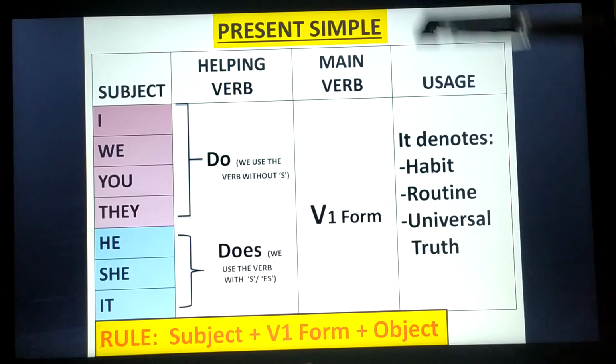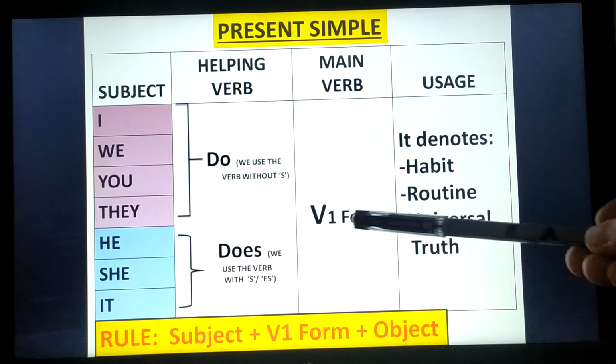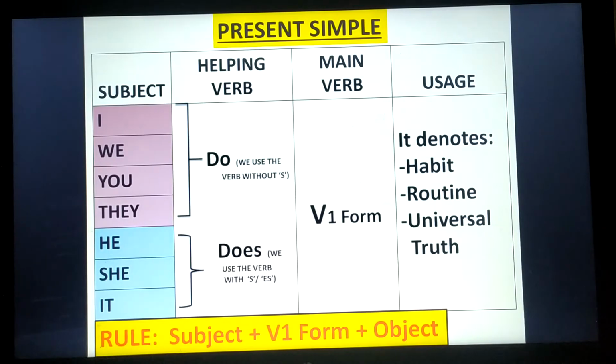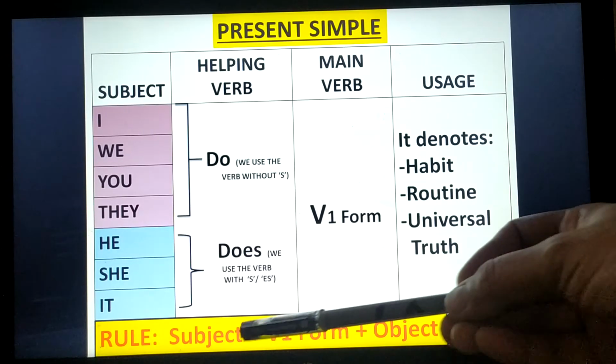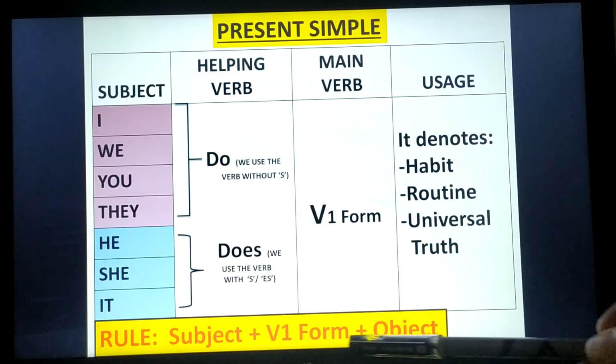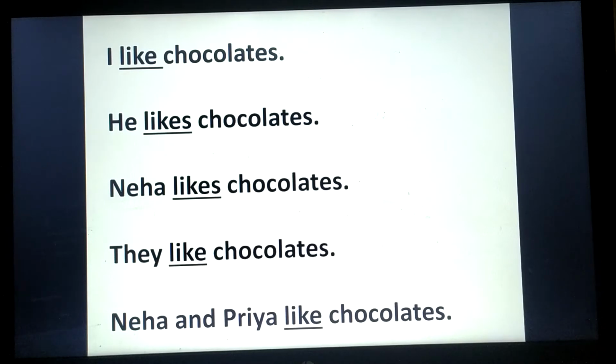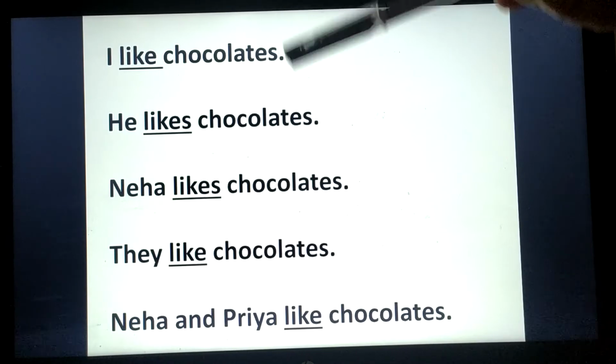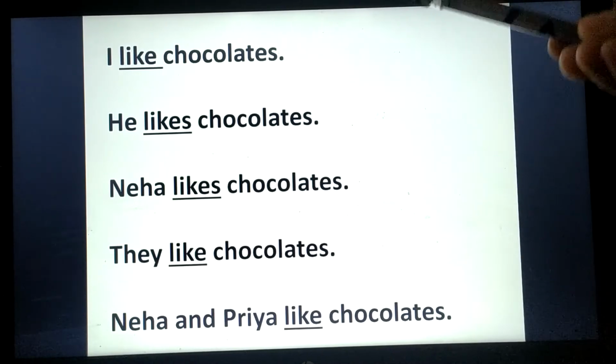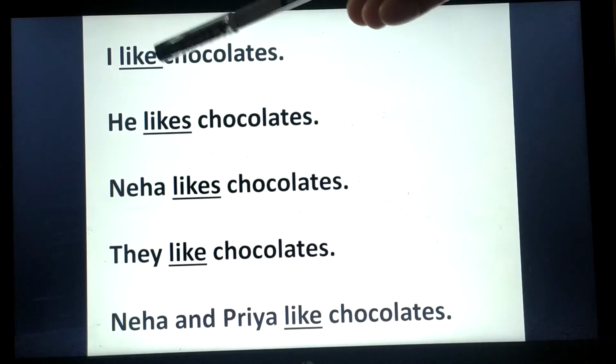And if you talk about the main verb which we are using here, we use the first form of verb. Simply the first form of verb, right? And it is used to show the habit, routine and universal truth. So the rule to make it is subject plus verb's first form and object. Here we have a few examples. You can see: I like chocolates, he likes chocolates, Neha likes chocolates, they like chocolates, Neha and Priya like chocolates. Here I have given these examples just to show the use of s along with the verb. If it is I, I have used the verb without s.